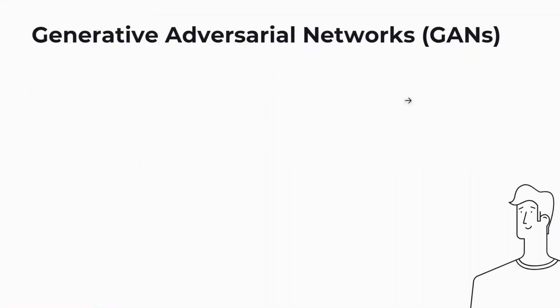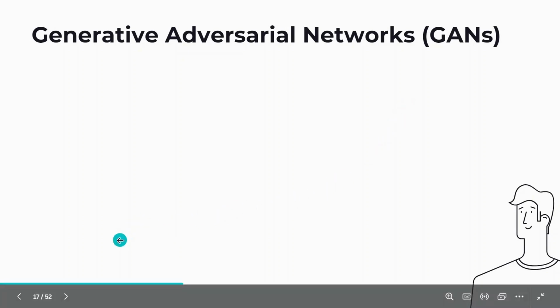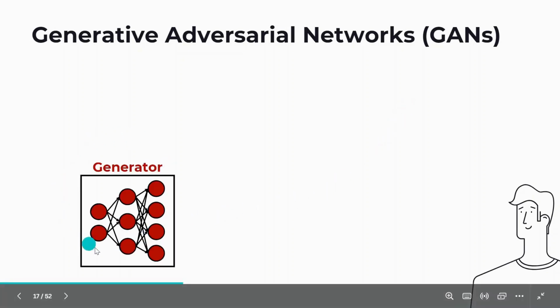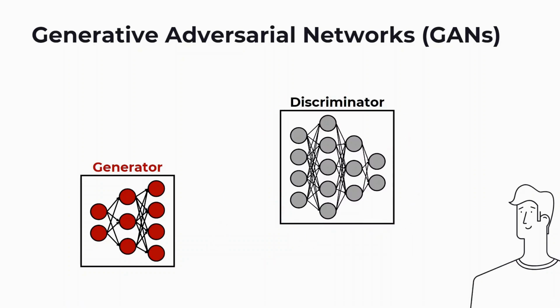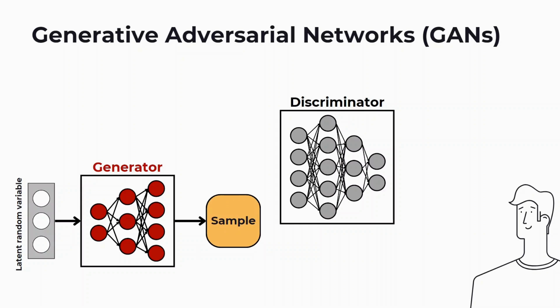So GANs contain two major components. The first one is the generator model and the second one is the discriminator model. Now both of these models are nothing but neural network models. The task of the generator is to take the input from a latent random variable or a random distribution and produce a sample output. In case of images, this could be a fake image.